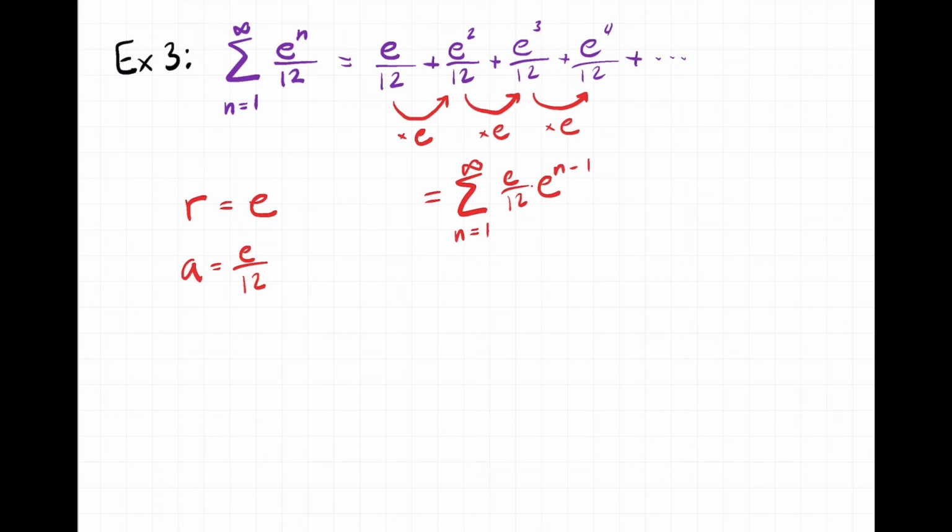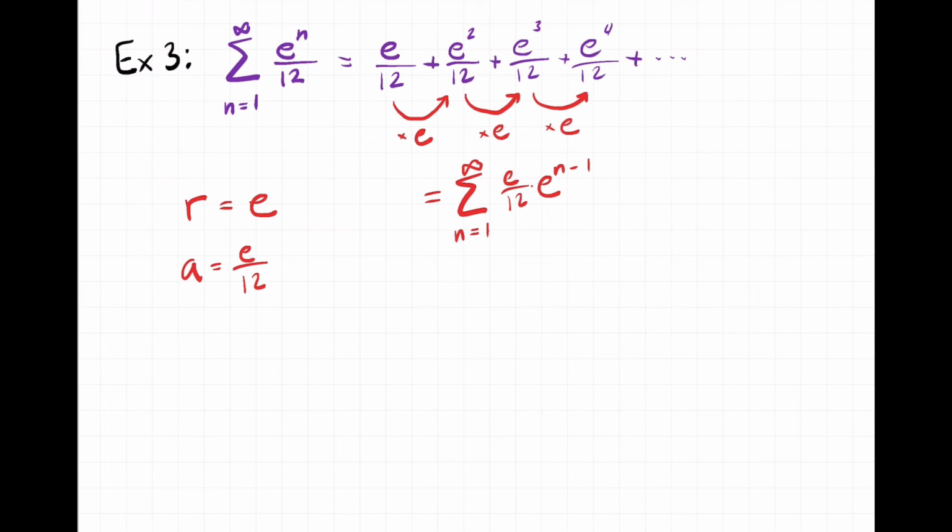Something interesting to note here is that our terms in this series are not getting smaller and smaller. They're actually getting bigger and bigger. Because e is a number bigger than 1, e squared is bigger than e, and e cubed is bigger than e squared, and e to the 4th is bigger than e cubed, and so on. And even if you divide all of those things by 12, it still remains a fact that the higher powers of e give you bigger numbers. So our terms here are getting bigger and bigger.